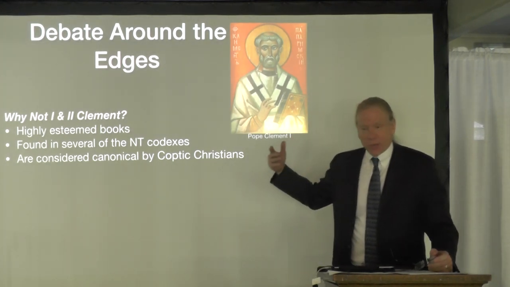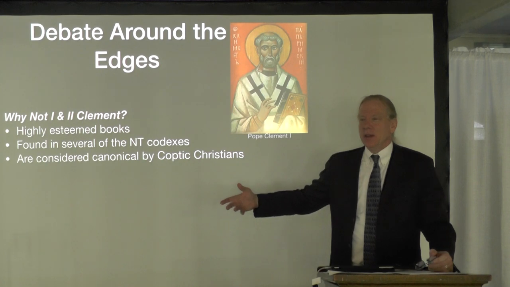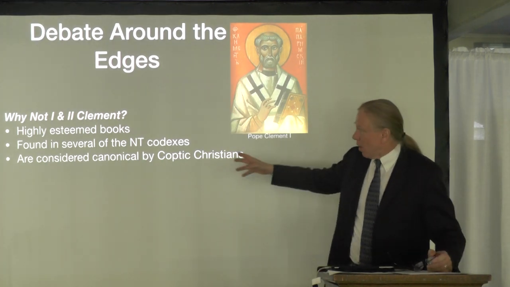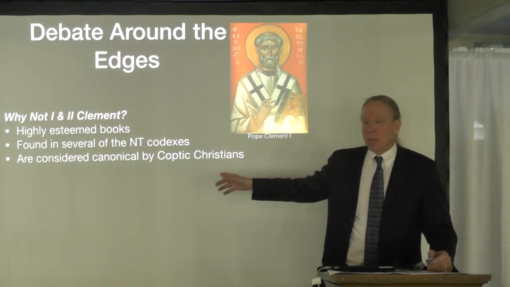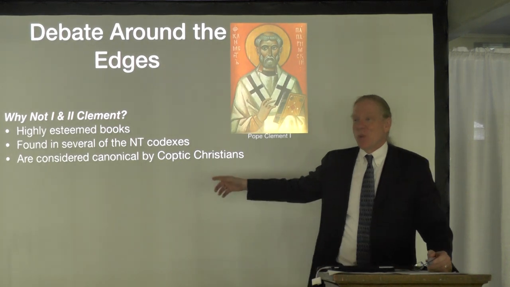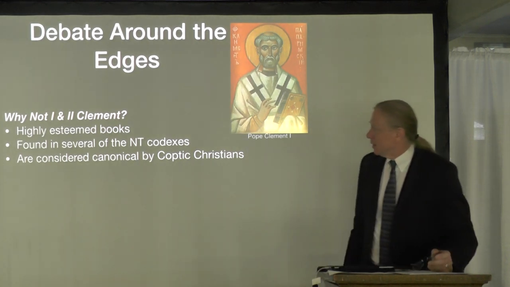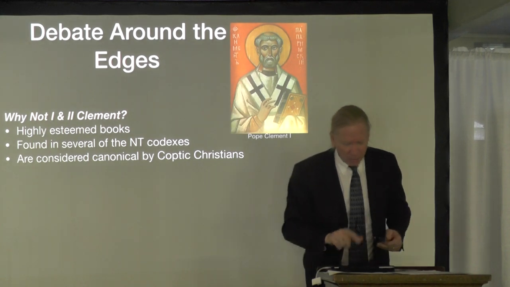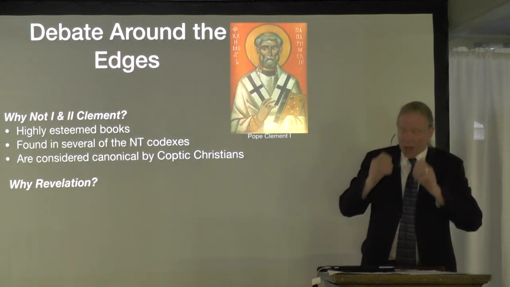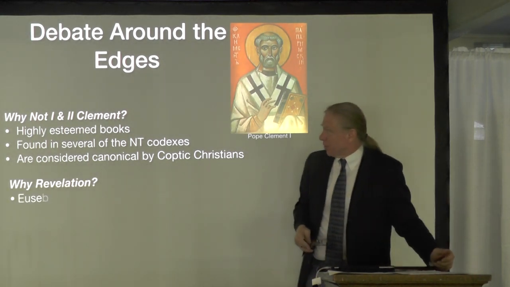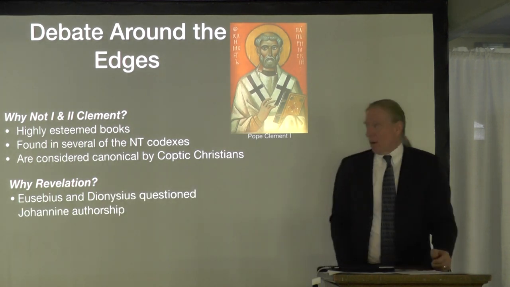And even though by 367 AD the canon of scripture is finalized, prior to that, it was in many of the Bibles of many of the early Christians. They read it. They esteemed it. They are considered, as they said, canonical by the early Coptic Christians. But then, so why not 1st and 2nd Clement? And why the book of Revelation?